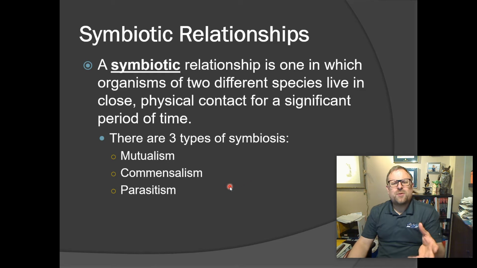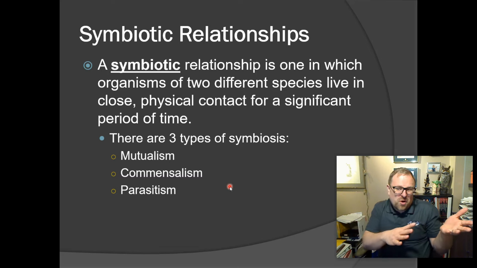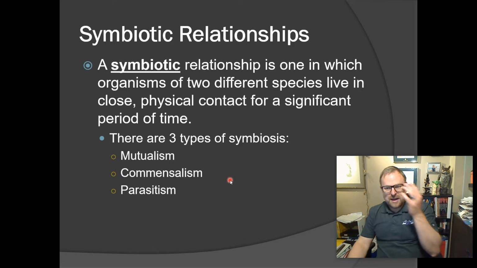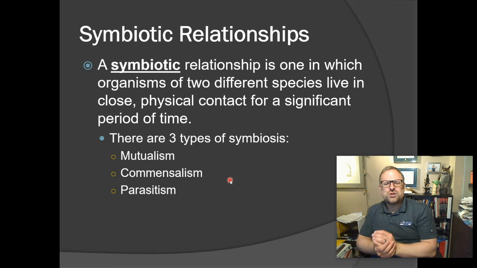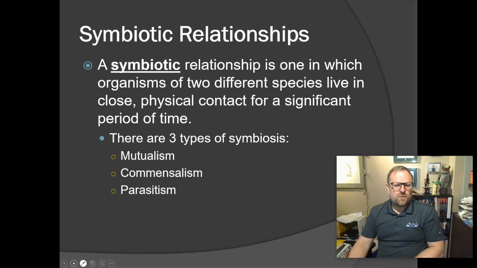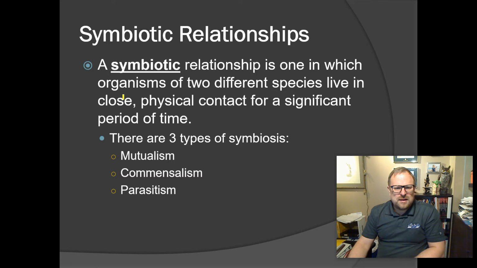So a symbiotic relationship is what I want to talk about next. You guys have studied these before, way back in probably elementary, maybe some junior high, but let's go back and revisit them. A symbiotic relationship is one in which organisms of two different species live in close physical contact for a significant period of time. And I want to highlight that. They live in close physical contact for a significant period of time.